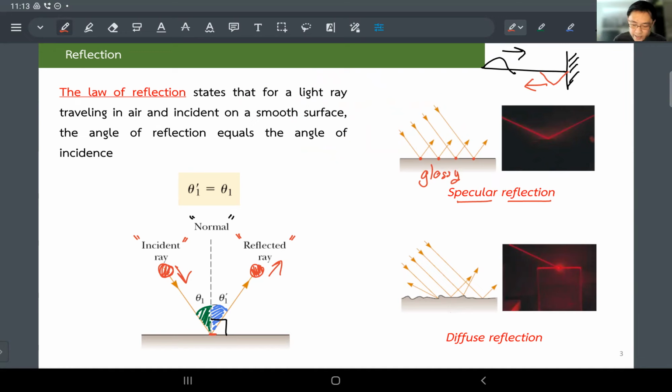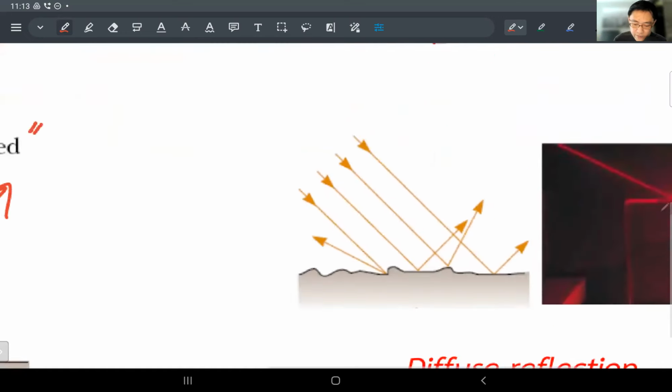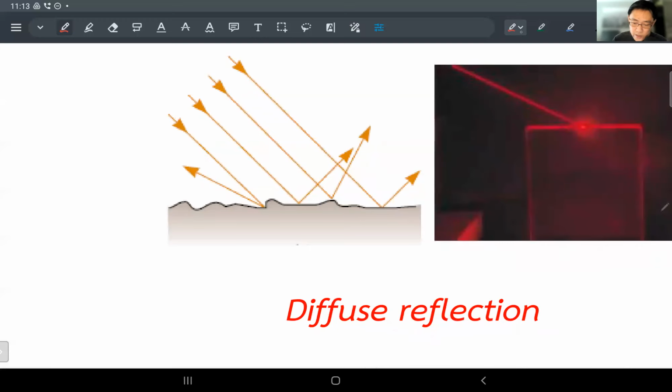But on the other hand, if the surface is rough, you still apply the law of reflection locally. At any point of contact, the law of reflection applies. But because the surface is rough, the outgoing rays seem to go all over the place. So in this case, as a result, you will see a matte surface. You don't see your own reflection on there, and so on.